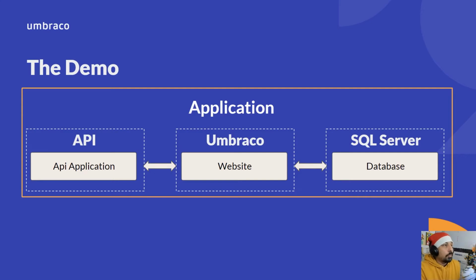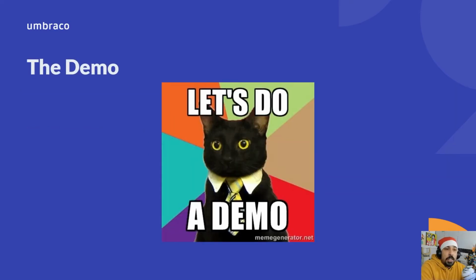So the demo. Today I'm going to be creating a very simple container application architecture which is based on 3 websites, predominantly an Umbraco website which will host our application. There'll be an API associated with it which is going to be just a weather API, and a SQL Server container which runs that application. So let's go look at that demo.